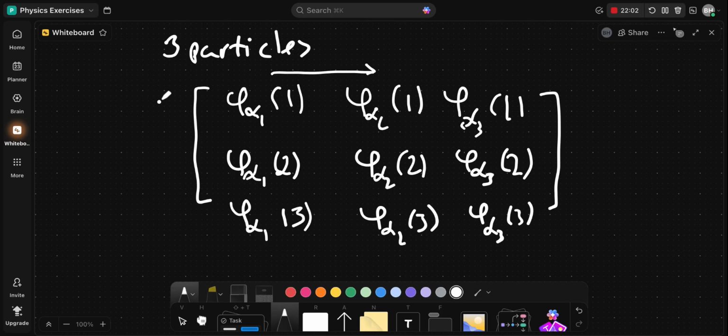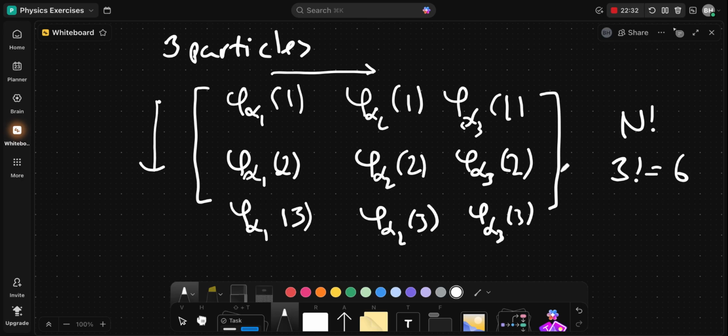The coordinates of the particles increase this way. That's how you construct this matrix. And what a permanent means is that it's like calculating the determinant, but everywhere you see a minus sign, you make it a plus sign. Okay, and this actually will give you n factorial, that is 3 factorial terms. So it will give you 6 terms.